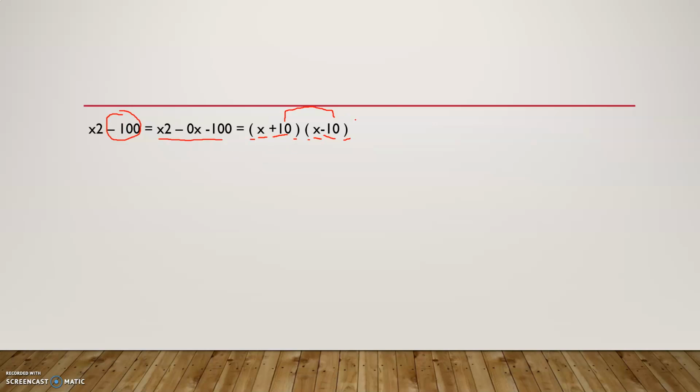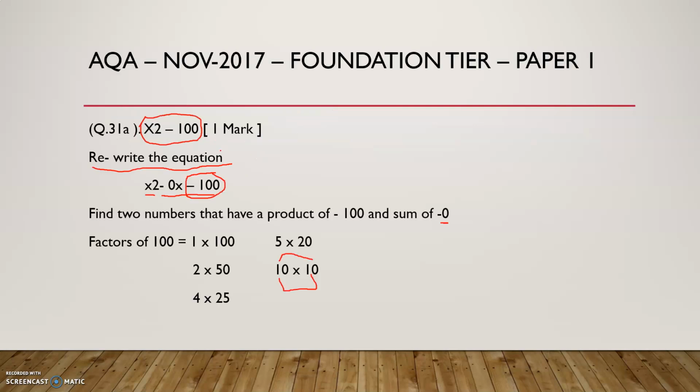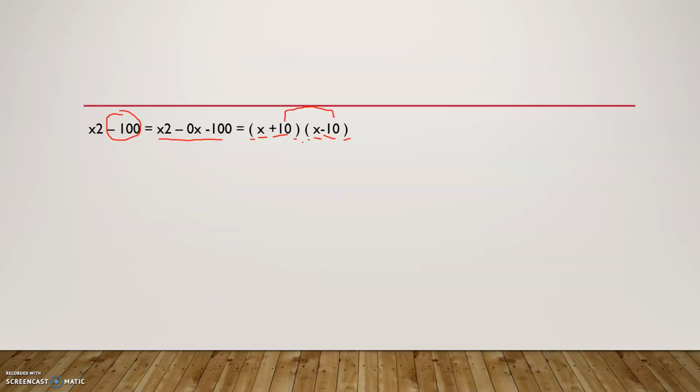To check whether our answer is correct or not, if we multiply these two brackets together, then we should have x squared minus 100. However, we have to be very quick because it's only 1 mark, so you don't have to write all these terms. You can just show the answers, or just work out the factors quickly.